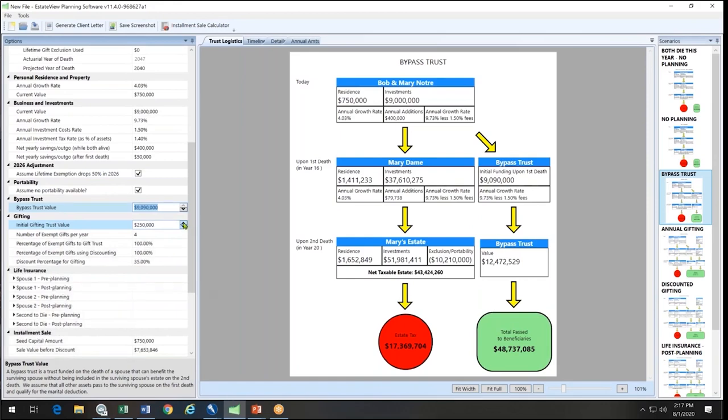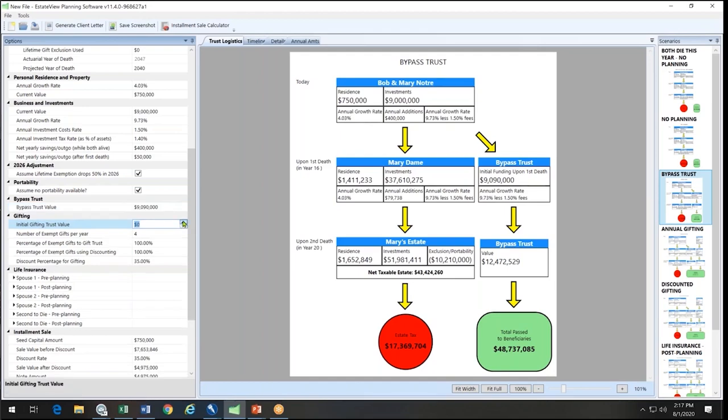Then how much is already in an irrevocable trust for descendants? In this case, we could say 0, or we could say 750,000. How many children and grandchildren do they have for Crummey powers? And is their gifting going to be all of discounted interest? And what is the discount we're going to be using?